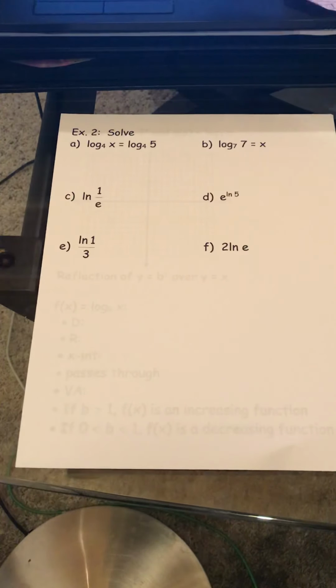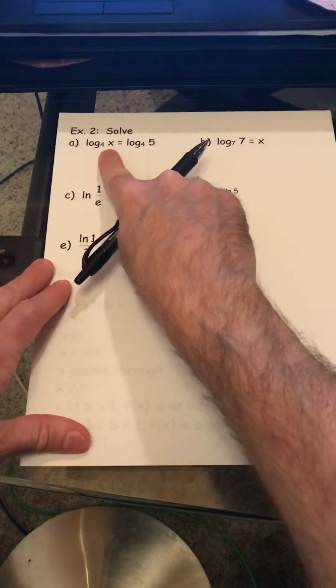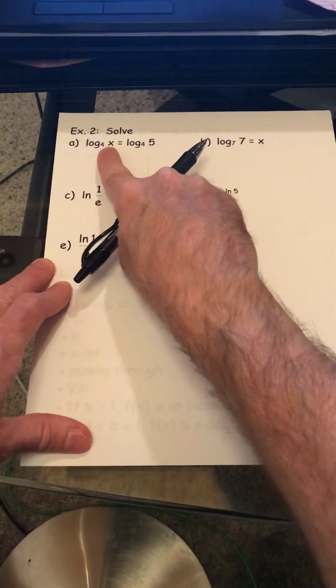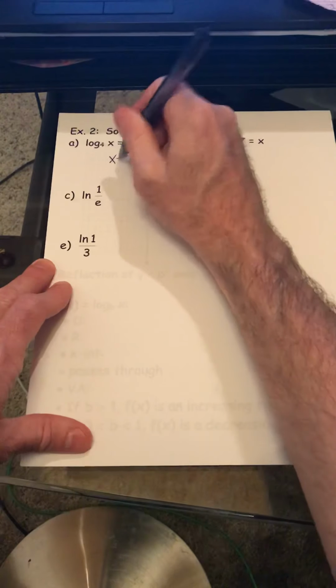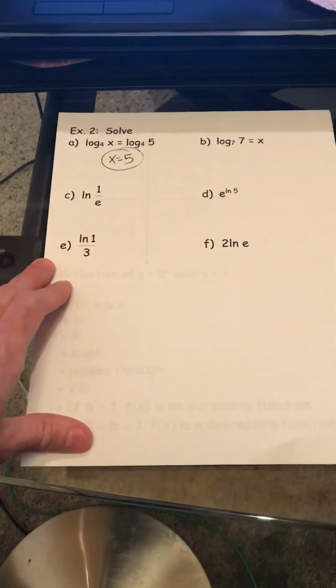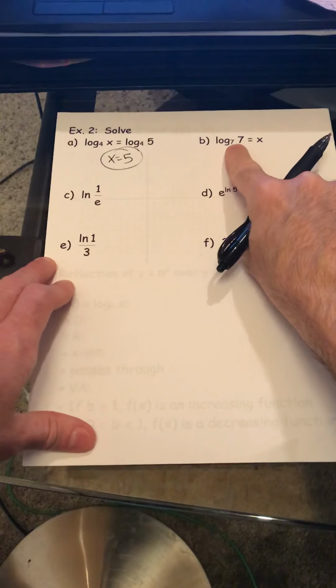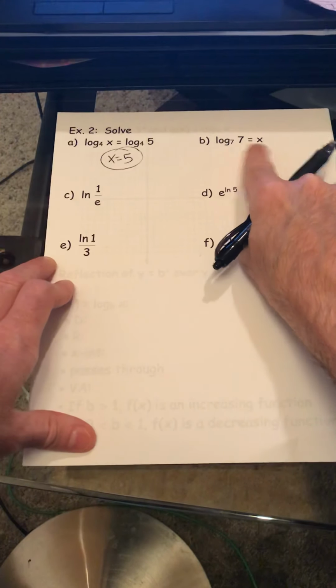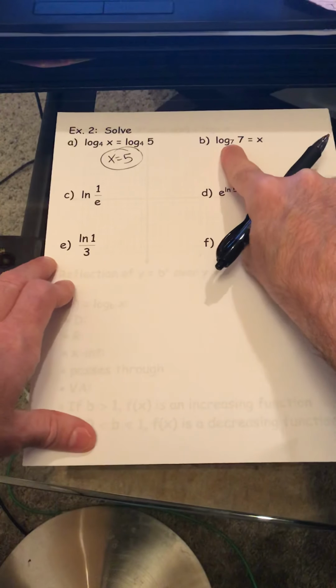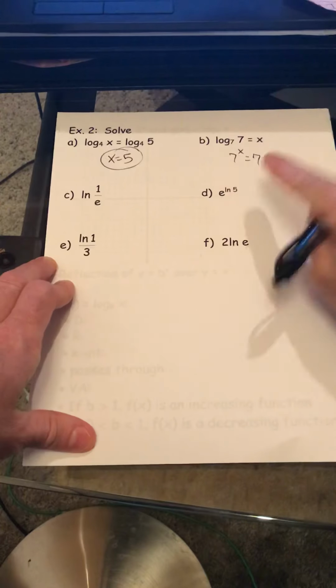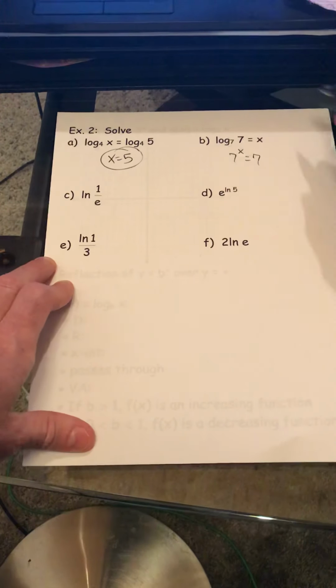All right, so doing some solving here. Again, as we said, log base 4 of x equals log base 4 of 5. Well, bases are the same. x equals 5. Now, obviously, we'll get more complicated than that. Log base 7 of 7 equals x. Well, here you're going to take the base 7 to the x equals 7. And then x is 1.